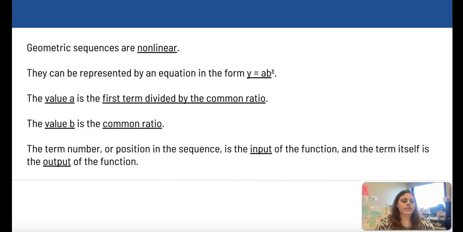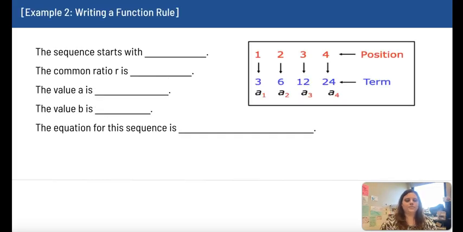Similar to arithmetic sequences, the term number or the position in the sequence, first, second, third, and so on, is the input of the function, and the term itself ends up being the output of the function. Let's look at an actual example writing an equation for a geometric sequence.